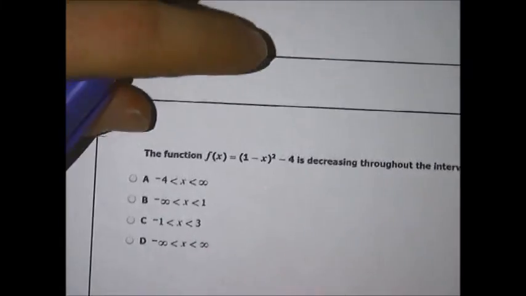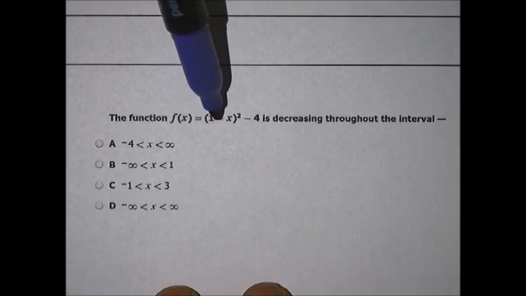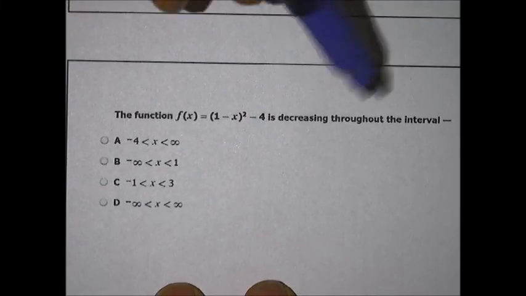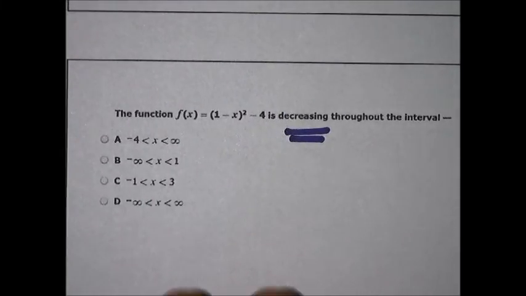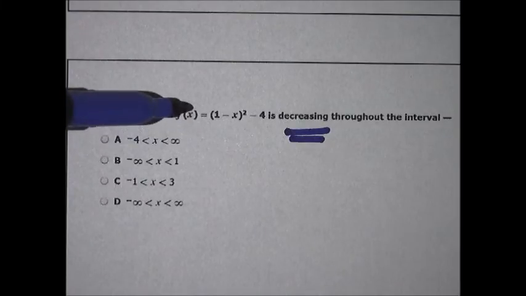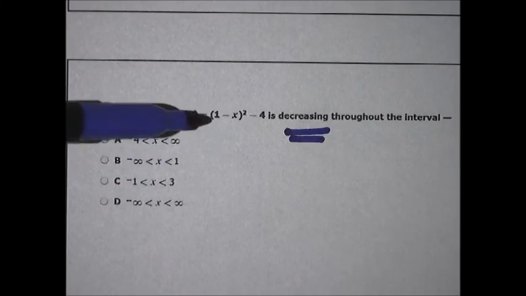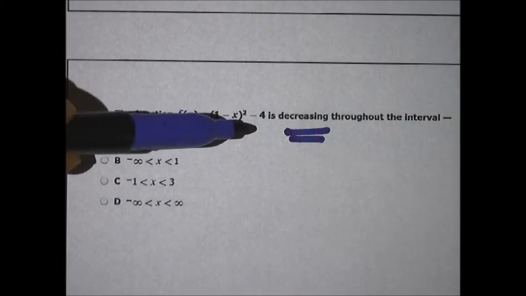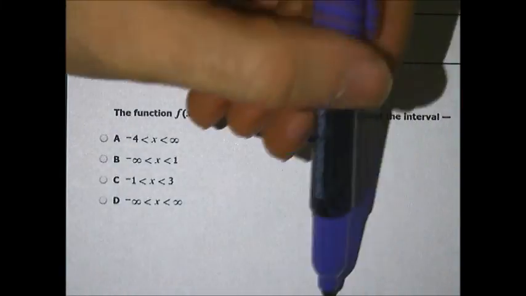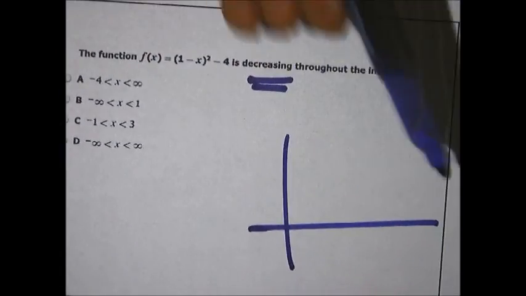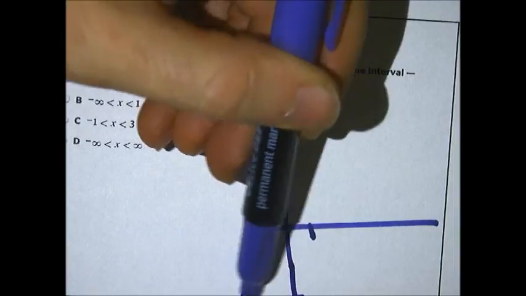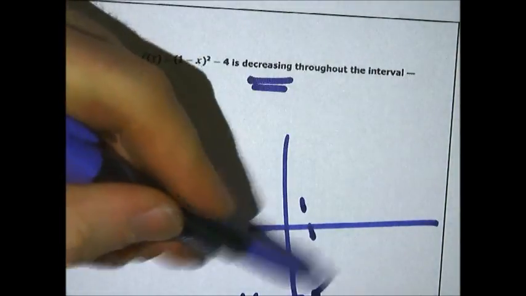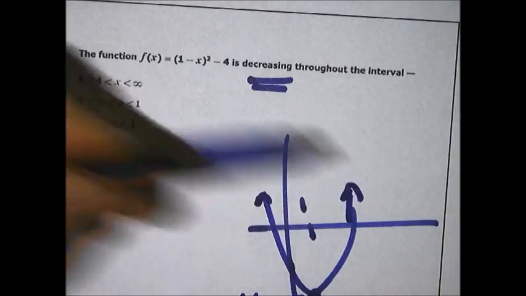For the next one, it says the function 1 minus x quantity squared minus 4 is decreasing. This problem says, what's the decrease? You have a quadratic, so you know you have the shape of a U. You say, what value would make this 0? 1 minus 1 would make this 0. So this is 1 unit to the right. You're up and down, you keep 4 units down. So in your mind or on paper, you're looking at 1 unit to the right and 4 units down. So roughly, that is the shape of your graph, a U.